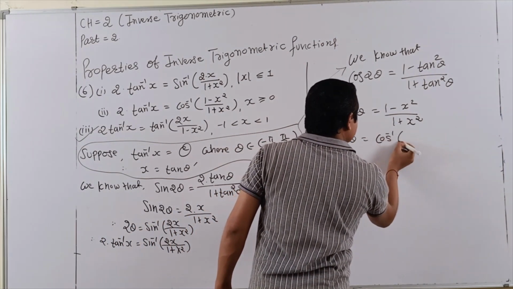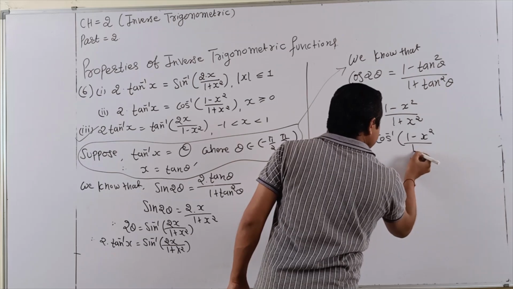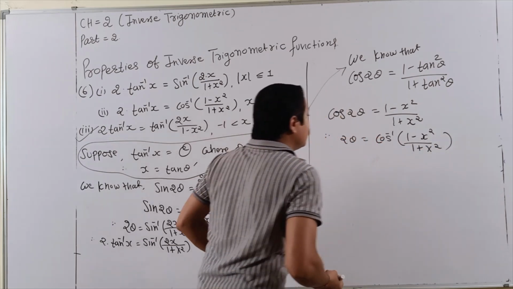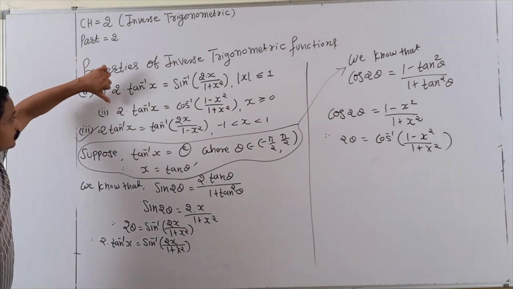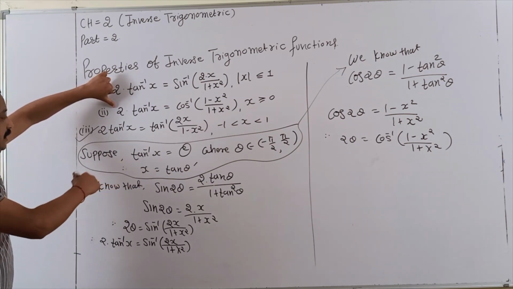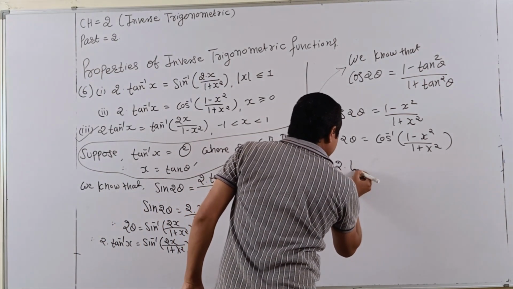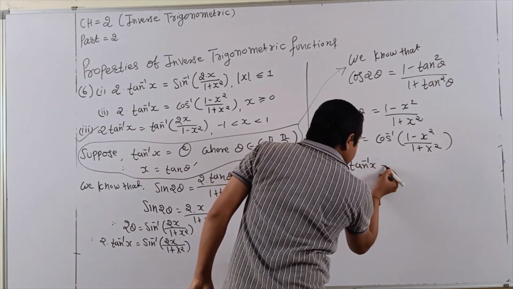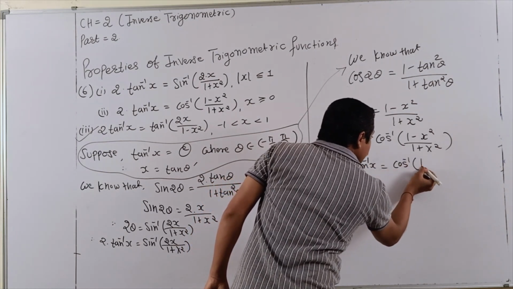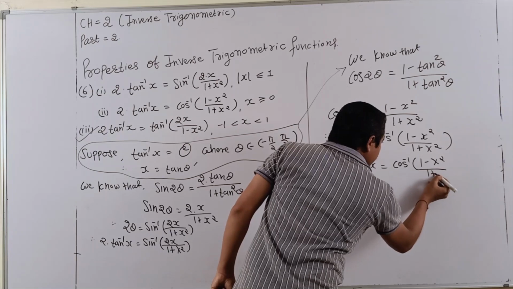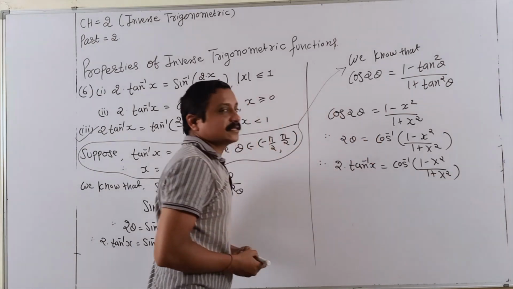So what is the 2 theta? Yes, cos inverse of 1 minus x square upon 1 plus x square. This is done. Only the theta assumption you put there. So my answer is 2 times theta, and theta is what? Tan inverse x. So 2 tan inverse x is cos inverse of 1 minus x square upon 1 plus x square.